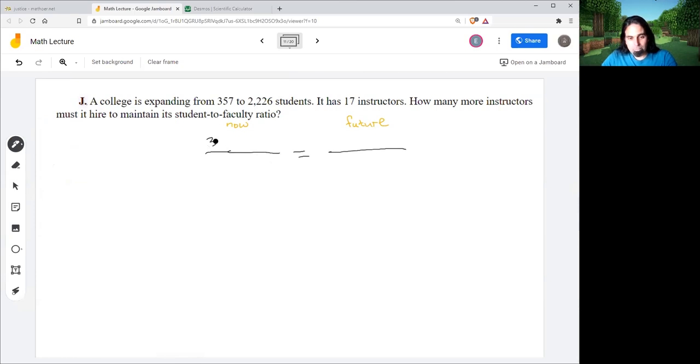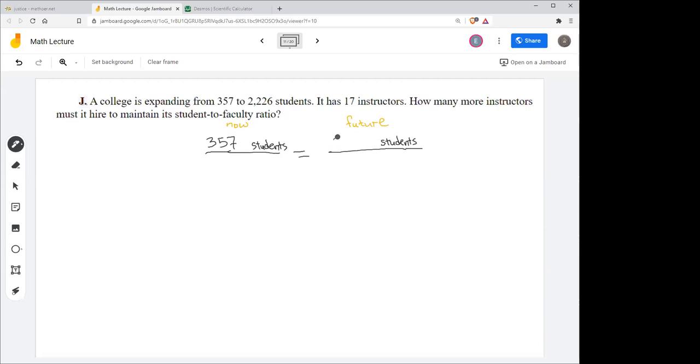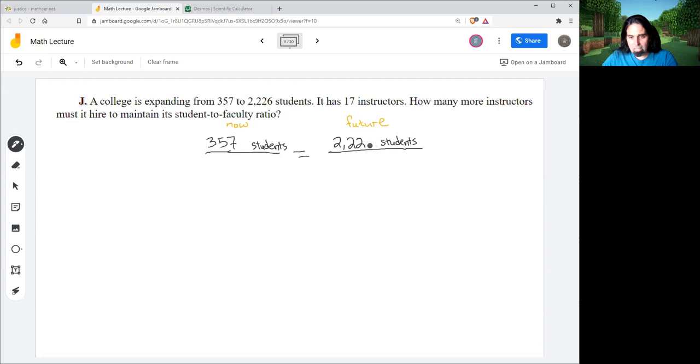$357 would be now. Okay, and I want a label for it. So students. And then whatever I do, I know that students has to be on the top also on the other side. Okay, then what? And then 2,226. Okay, and then the 17 goes under 357 instructor. Then I don't know how many instructors are over there. Okay, so far so good.